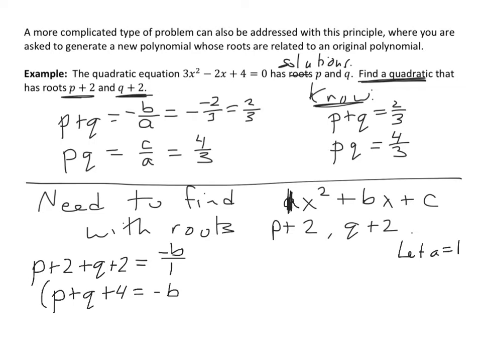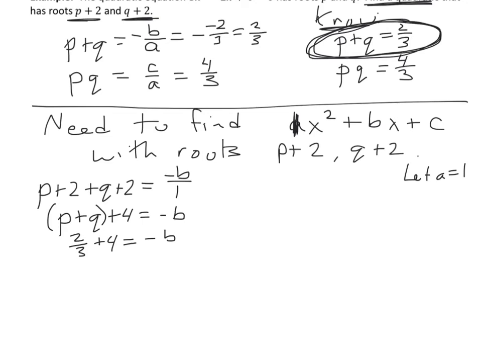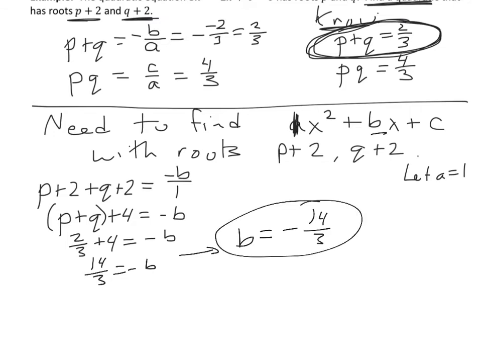Maybe, but maybe better than that. Do you notice right here this says p plus q? Don't I know what p plus q is? Look up above. We knew that the sum of the original roots was 2/3. So I can just say 2/3 plus 4 has to equal negative b. And what that means is, if I get a common denominator, 14/3 would be negative b. So b has to be negative 14/3. And there it is. I found one of the coefficients that I needed.